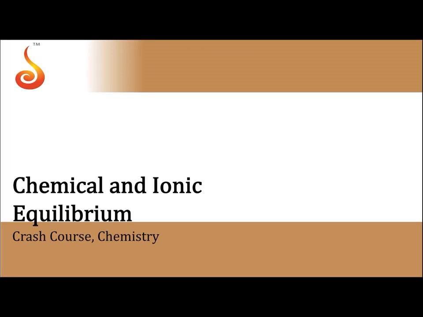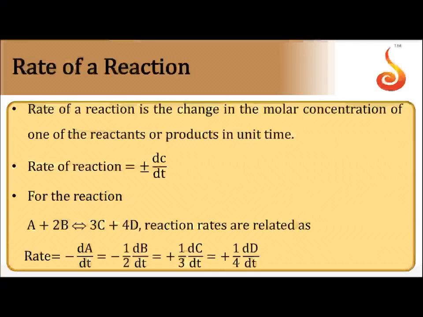Today we are going to discuss one of the most important topics in first year chemistry, that is chemical and ionic equilibrium. Let us start with the definition, the meaning of rate of reaction. Rate of reaction is the change in the molar concentration of one of the reactants or products per unit time. So change in the concentration of one of the products or reactants per unit time is called rate of reaction.